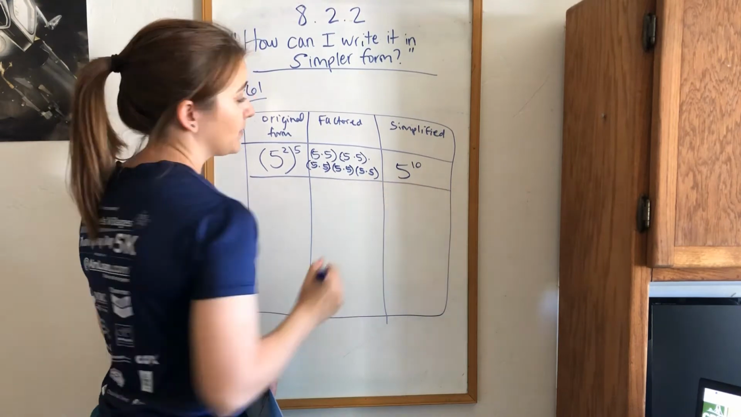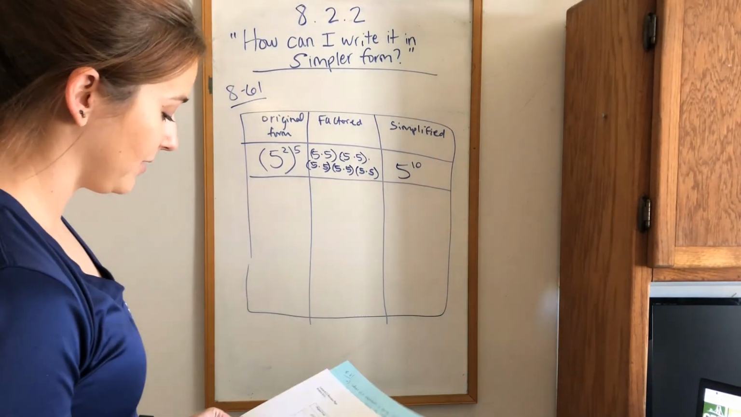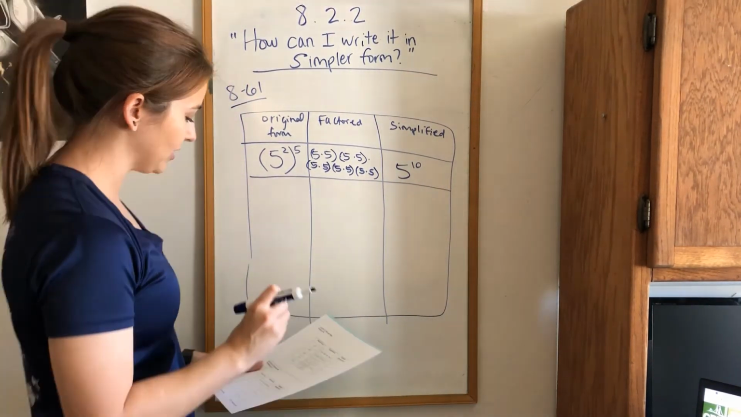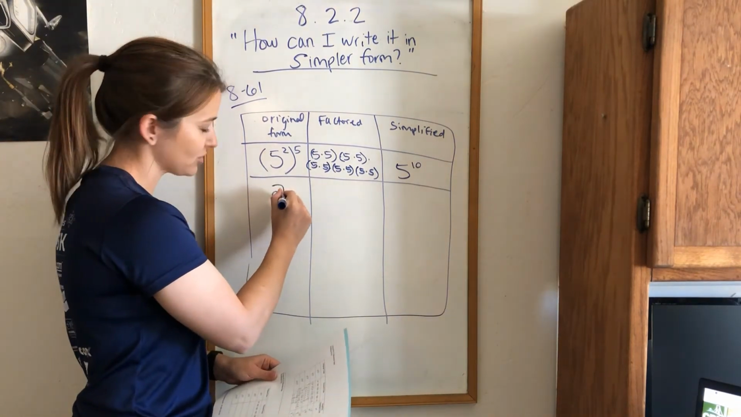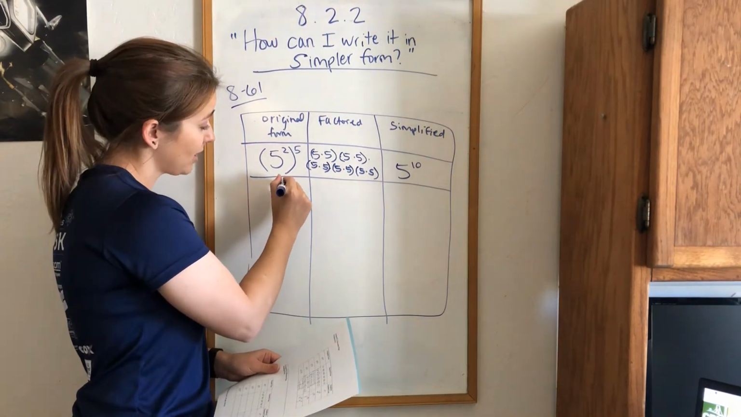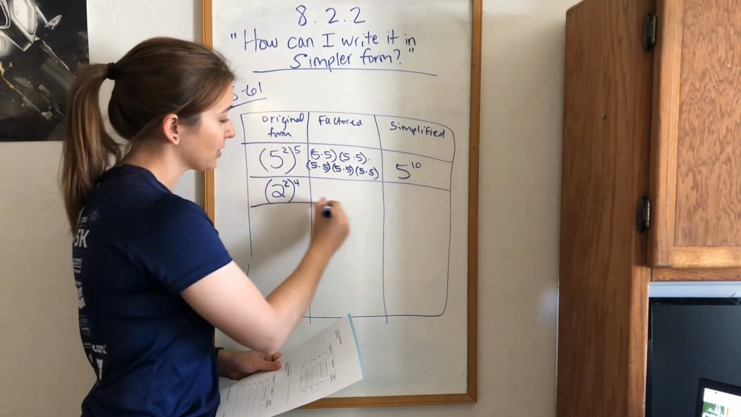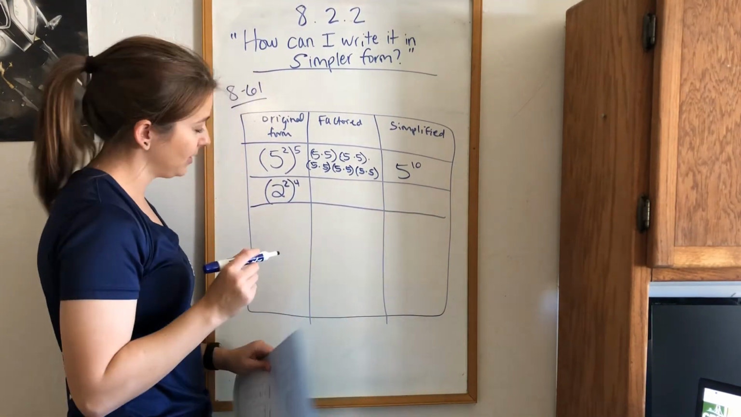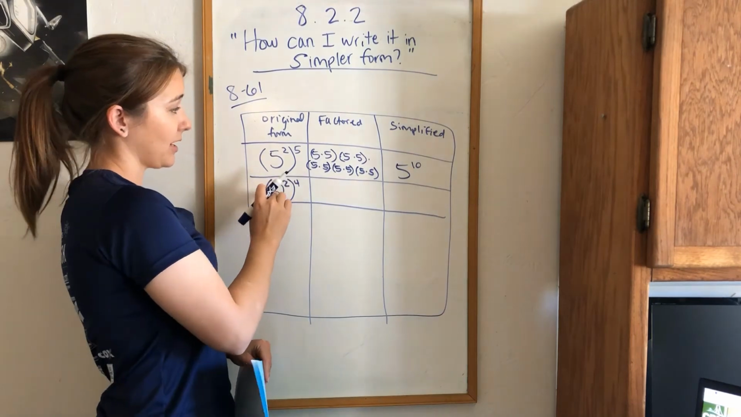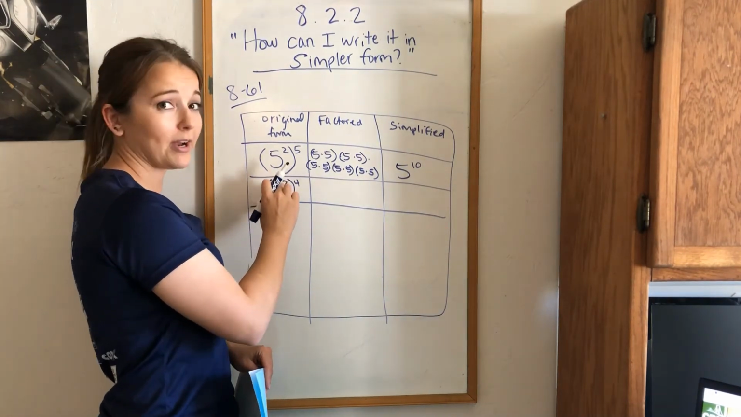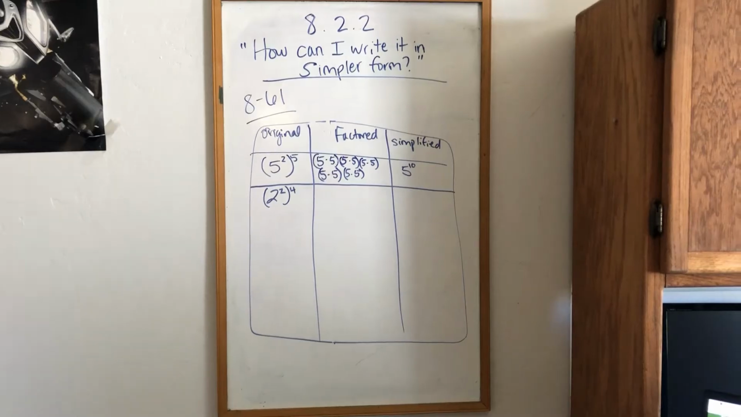So now, looking at that pattern, it wants you to fill out the rest of the table with the following expressions. So 2 squared to the 4th power. Okay, so we got to write that out in factored form. So this just means that I am going to take 2 squared and make 4.